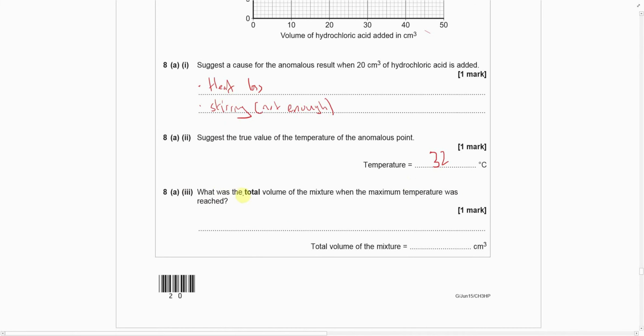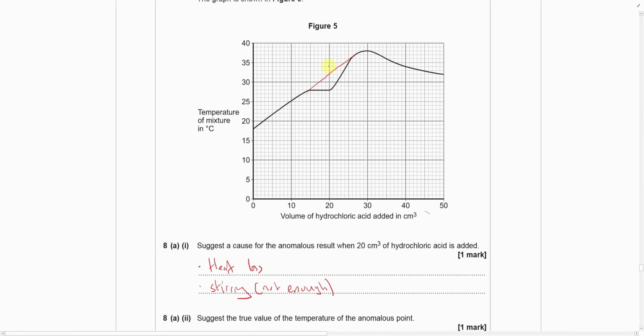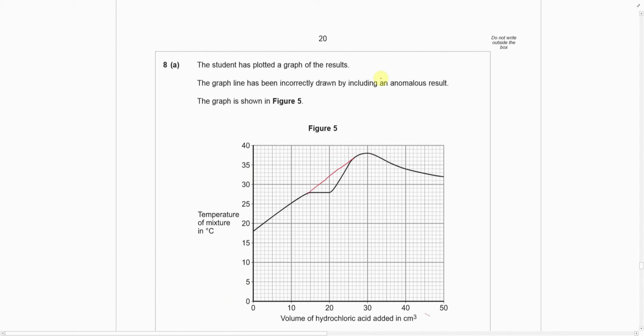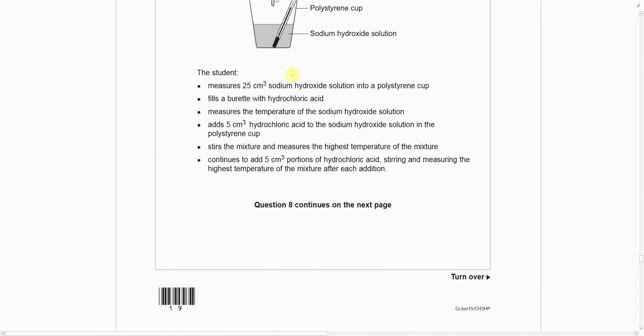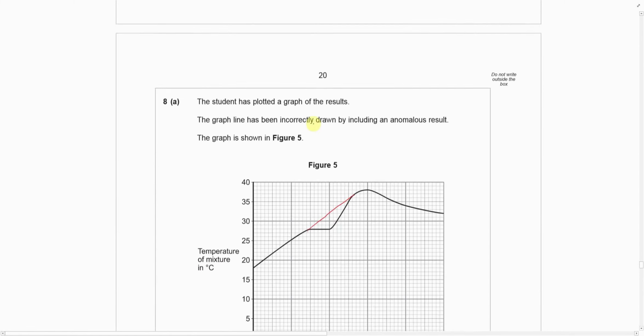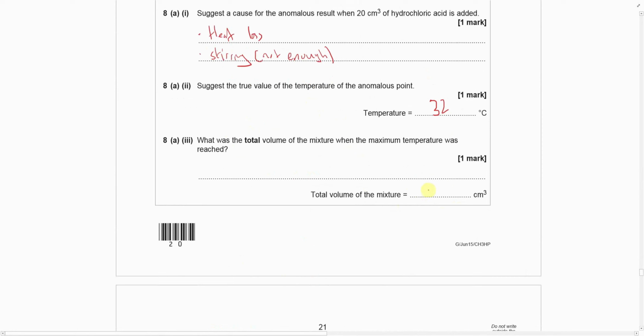What was the total volume of the mixture when the maximum temperature was reached? Okay, so we're looking for the maximum temperature, which was there. So 30. Yeah, 30. Plus how much to start off with? 25. So 55. 55 total mixture. We could just do the workings out here as well. So 30 added plus the 25 that we started with equals 55.